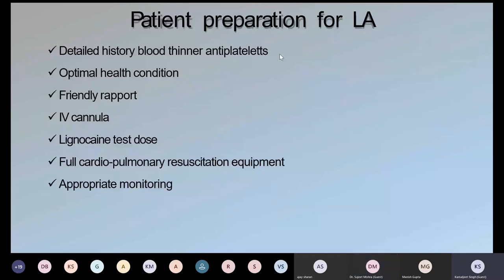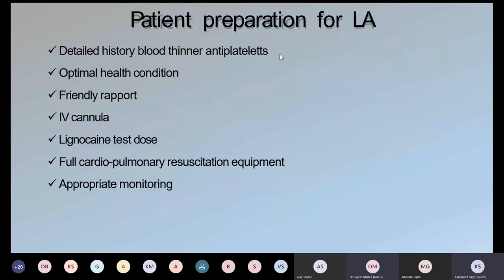When we give injections, we stop the antiplatelets or blood thinners 3 to 5 days prior to the surgery. But these days many surgeons don't stop them because there are some complications that can occur. But we have always stopped. My personal experience is that we have always stopped the blood thinners and found no problem in that. None of our patients had any cardiovascular episode.